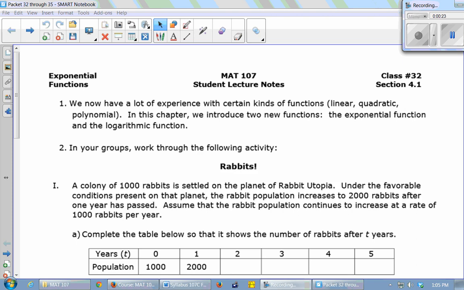you work in groups before the lecture part today. So you're going to work through this activity about rabbit utopia, and then we'll come back together and discuss it after.